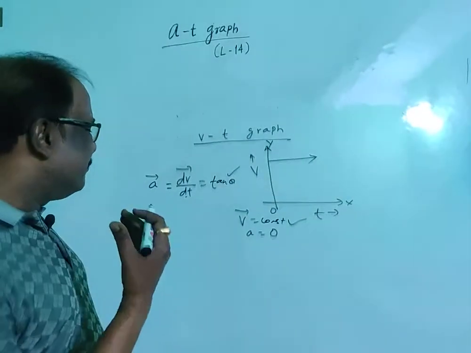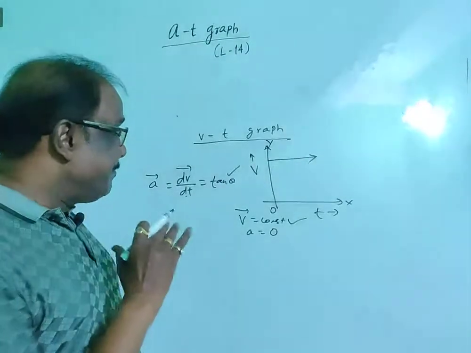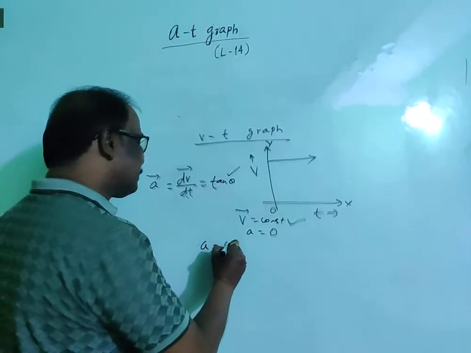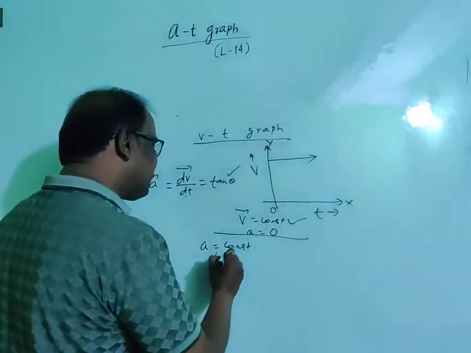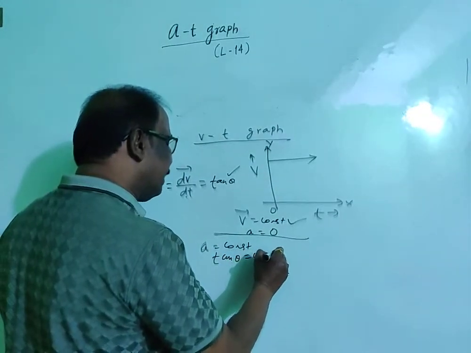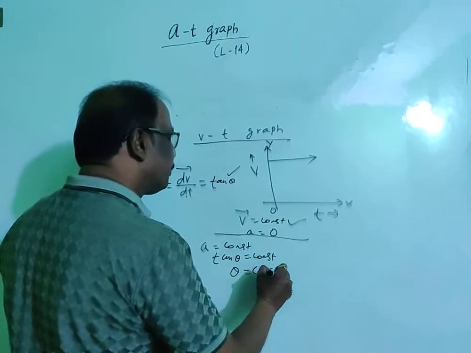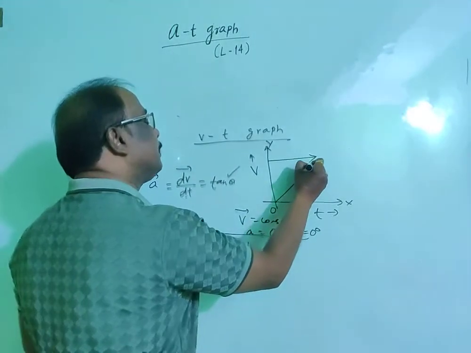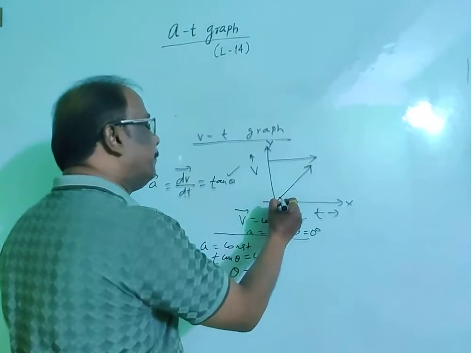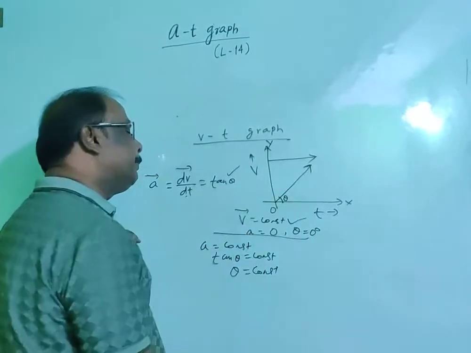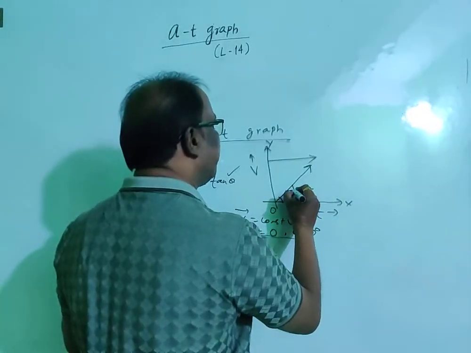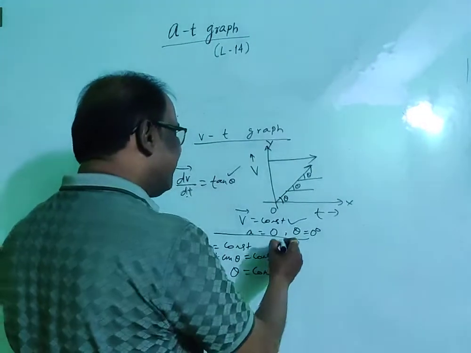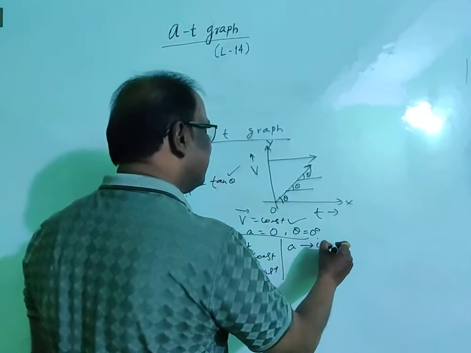If a body moves with uniform acceleration, meaning constant acceleration, then tan theta is constant, and if tan theta is constant, then theta is constant. In the previous case theta is 0 degrees, and in this case theta is constant. For uniform acceleration, the graph makes a constant angle with the time axis, and wherever you observe, theta is constant with the time axis.